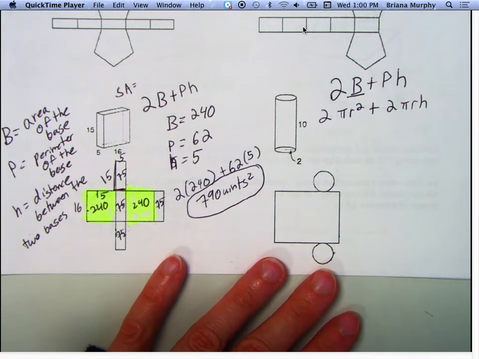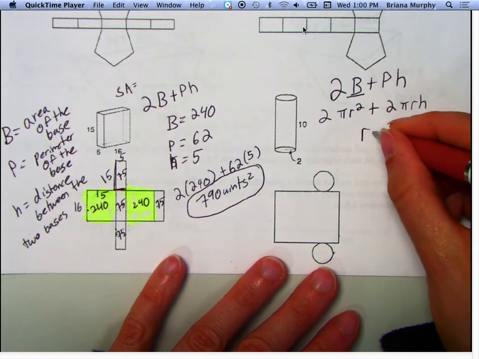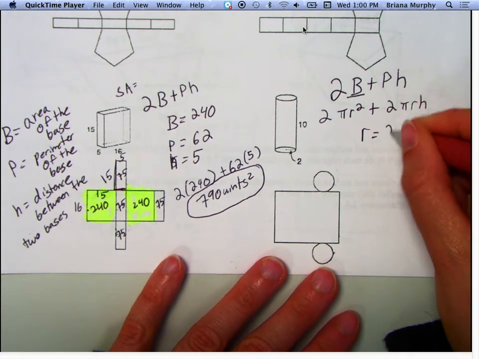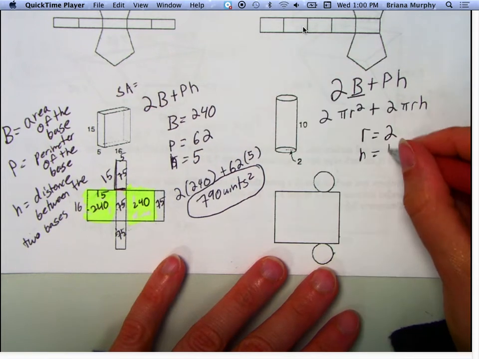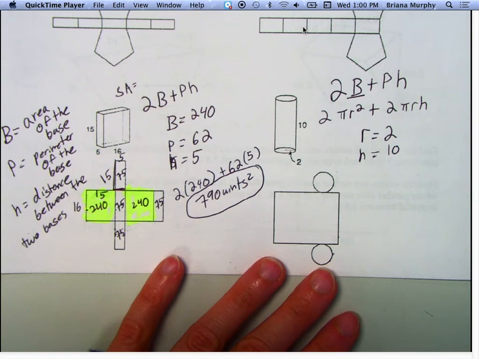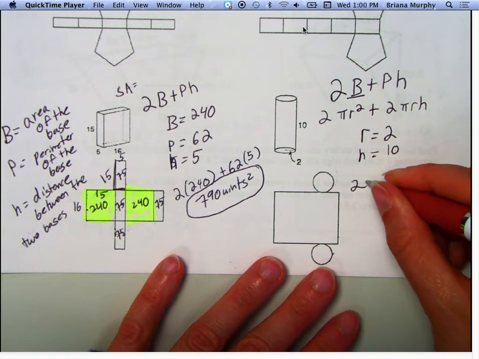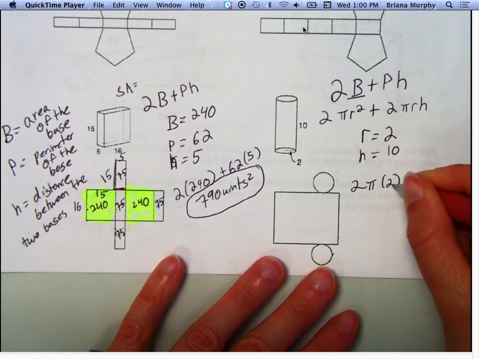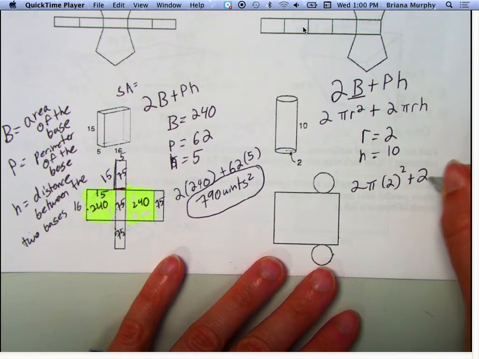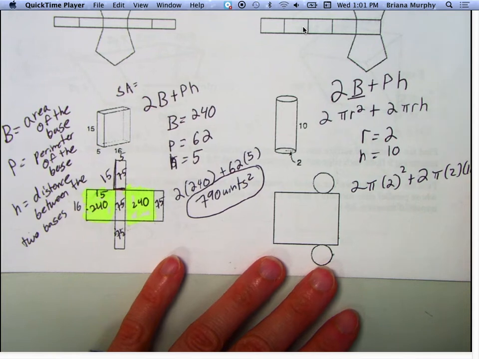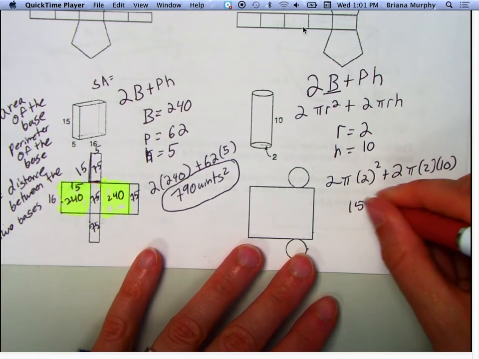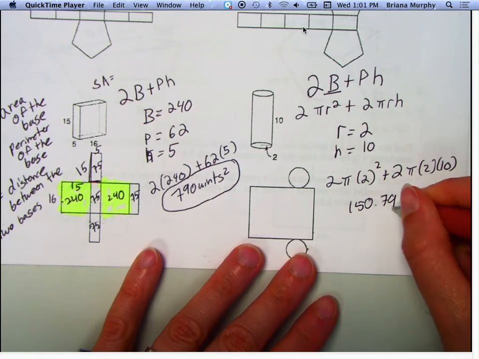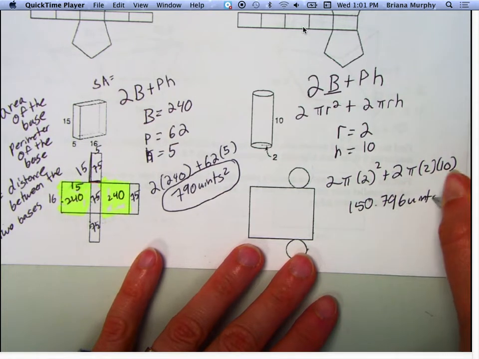Yes. Yeah, from your circle book? Okay, what's the radius for these? What's your height for these, or the distance between the two bases? Okay. So it's going to be 2 pi 2 squared plus 2 pi 2 times 10. Okay, and we just get 150.796 units squared.